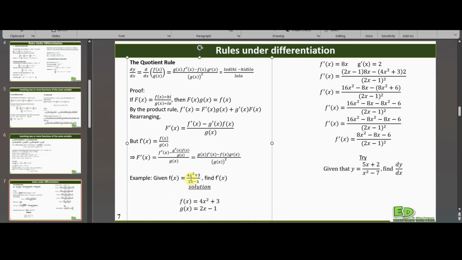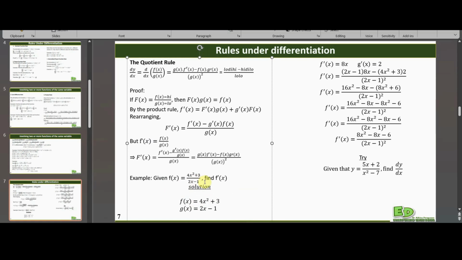So you can see that we have two functions dividing each other. 4x squared plus 3 is dividing what? 2x minus 1. This is the solution, or how to go about it. I would say this is my what? F of x, right? 4x squared plus 3 is my f of x.